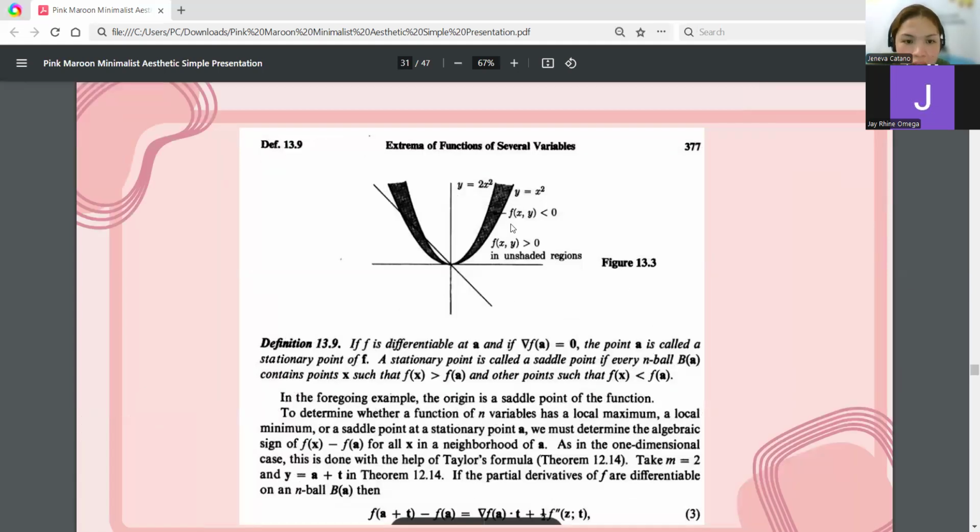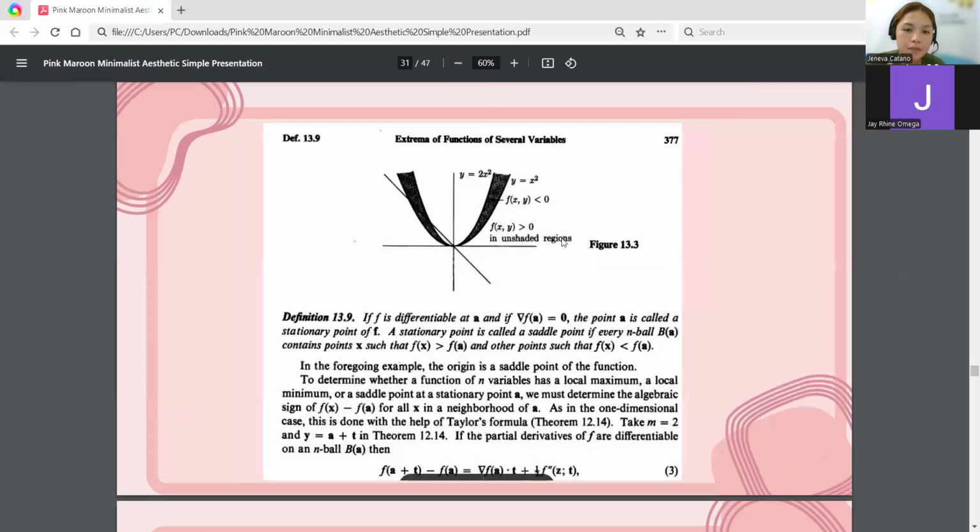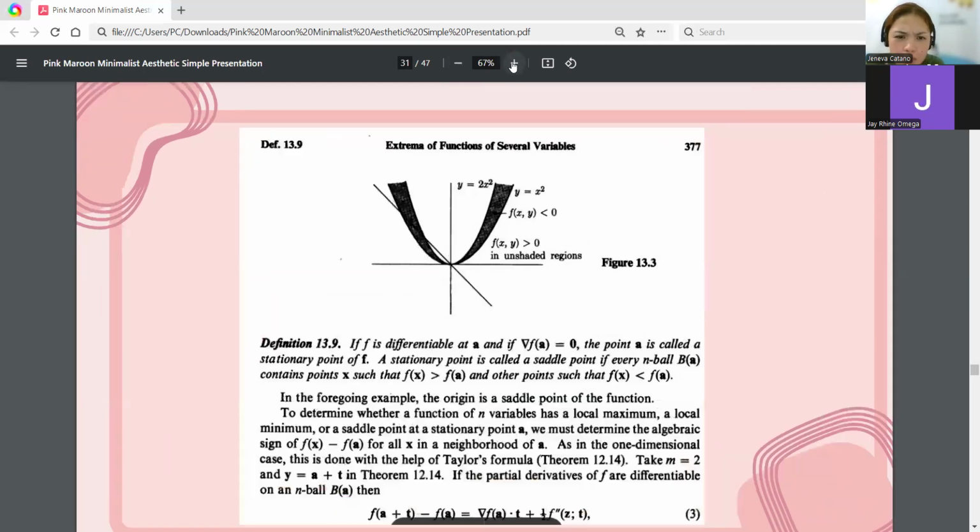Okay, so let's start with 13.9, the extrema of functions of several variables. Just look at the graph here. That is the example. This is figure 13.3.